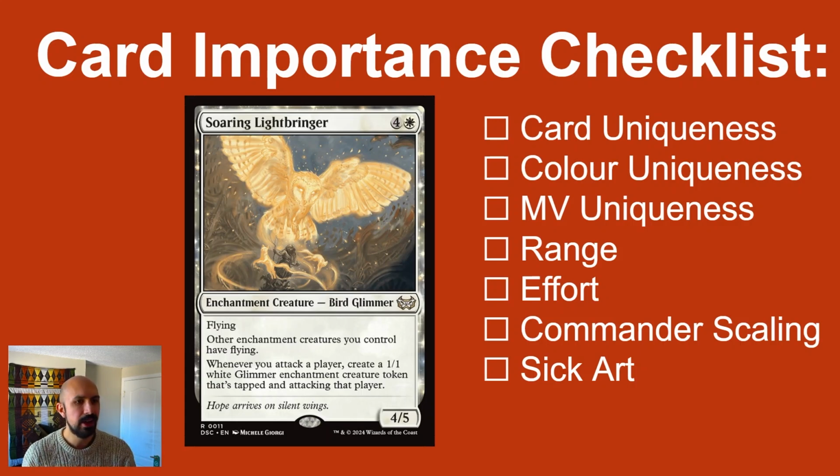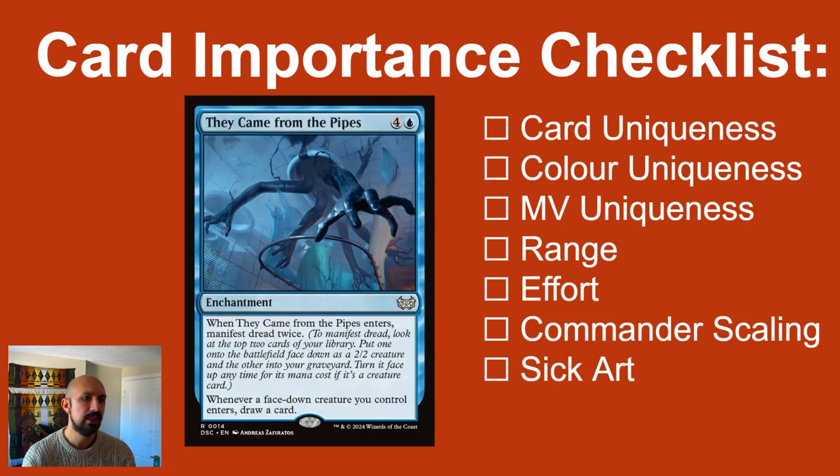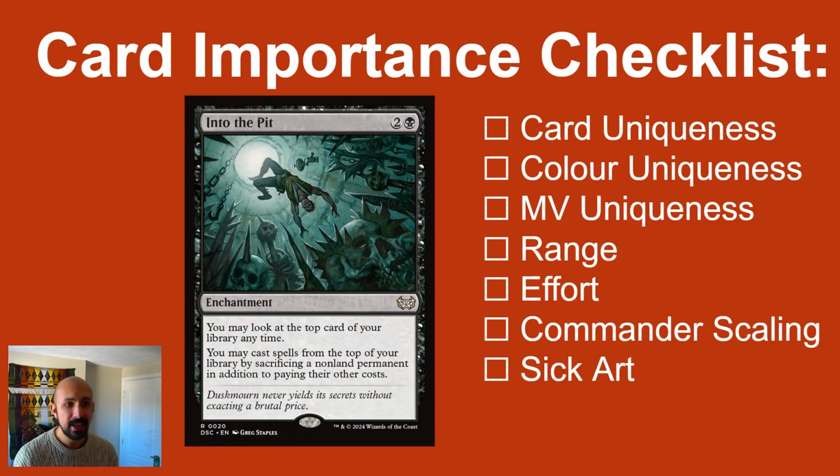Soaring Lightbringer is a really good example of a card I really like. How does it fit in there? I'll leave that to you. Likewise, They Came From the Pipes is a card that can also have a checkmark. I'm trying not to spoil the answers because I have very direct opinions on them. They Came From the Pipes is another one to check. Into the Pit is another one that you can use this system to figure out how good this is and how important it is for decks.